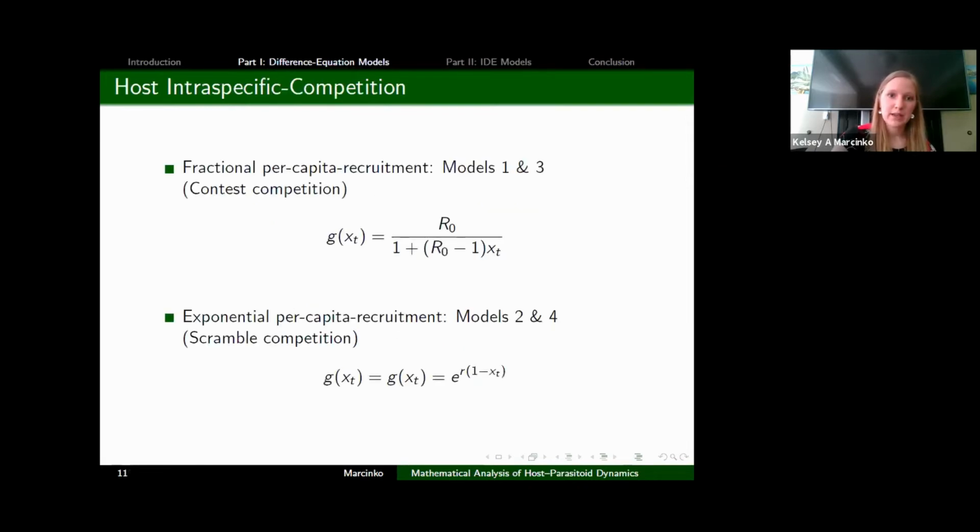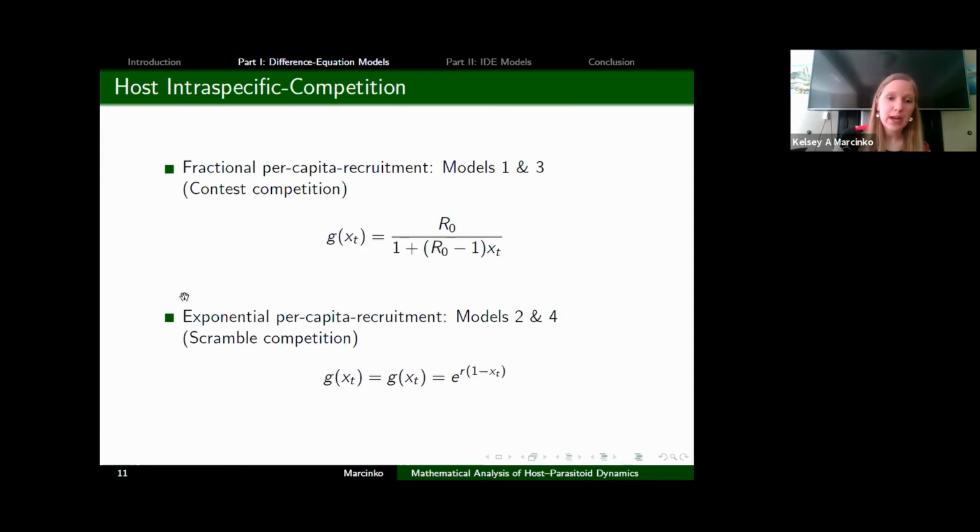So now we're going to discuss the specific model pieces that I'm using. As I mentioned earlier, one of the types of differences that you see in populations is the type of competition. This is specifically talking about the host species. I'll be modeling fractional per capita recruitment in models 1 and 3, which corresponds ecologically to contest competition, where there's essentially a winner in the competition for resources, and resources are not distributed equally. Some win and some lose.